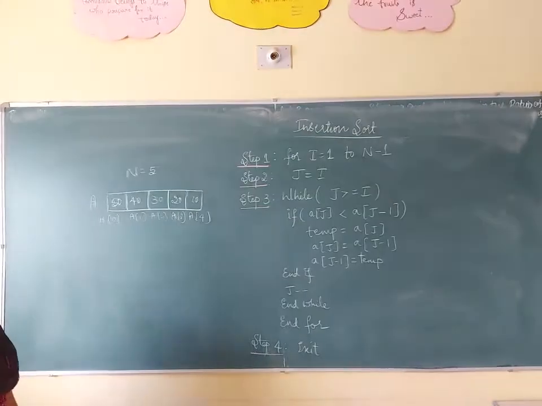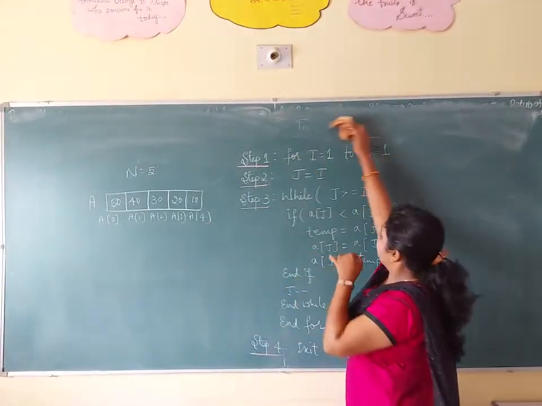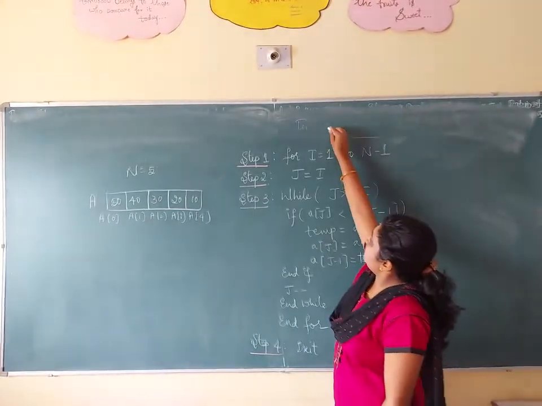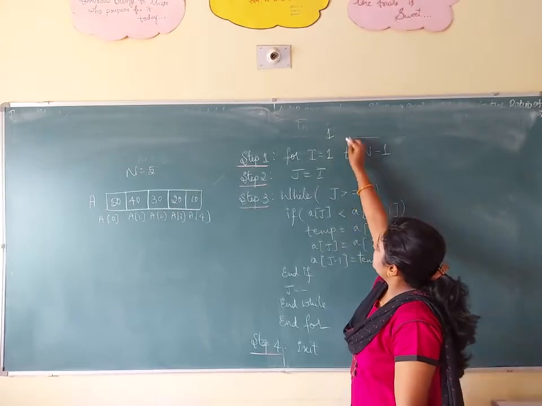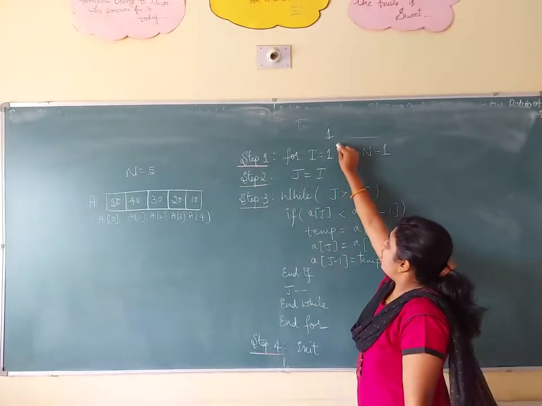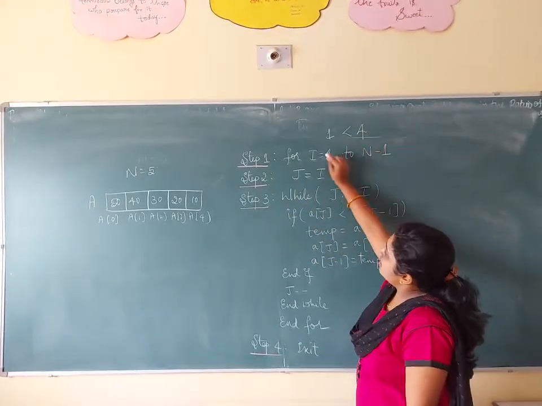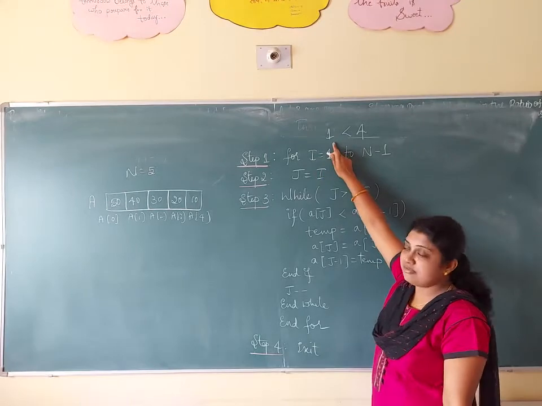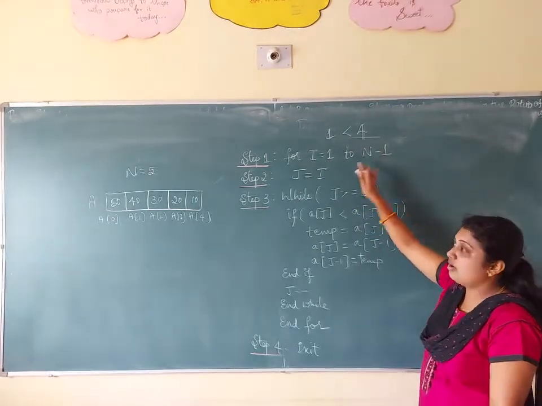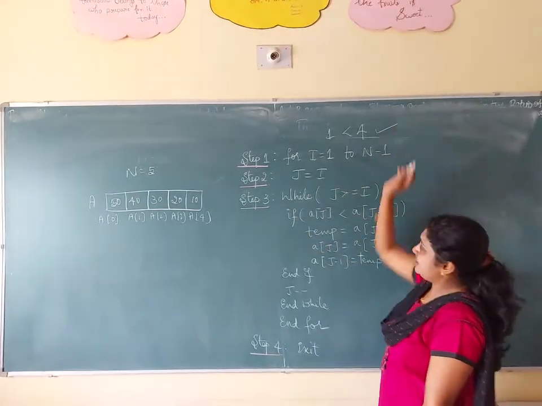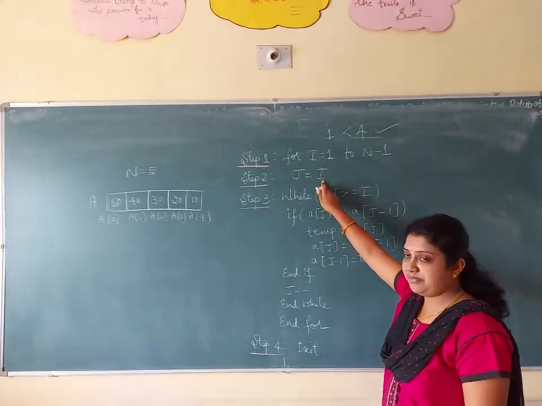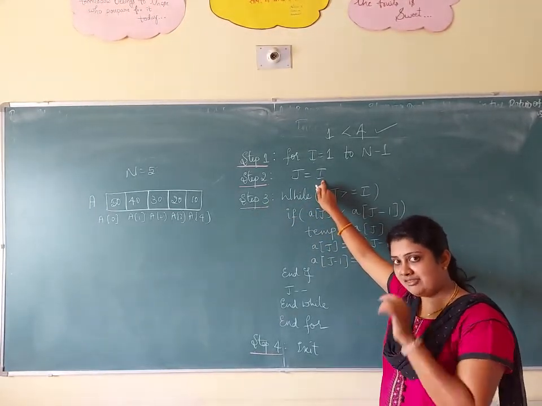Now we'll move on to the algorithm. Step 1: for I equals 1 to N minus 1. What is the N value? That is 4. 1 is less than 4. I is equal to 1, we are comparing with the first element. 1 is less than 4, the end value of the array is 4. Yes, the condition is true. It will go to step 2: J is equal to I. In the sense, both J and I values will become the same.